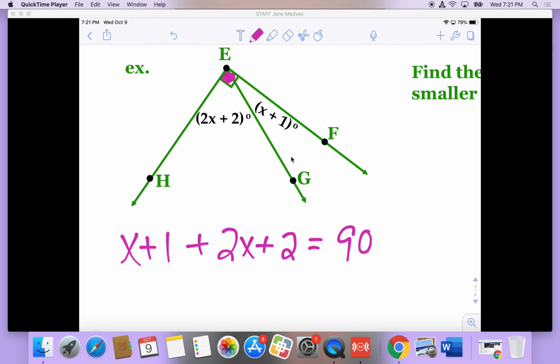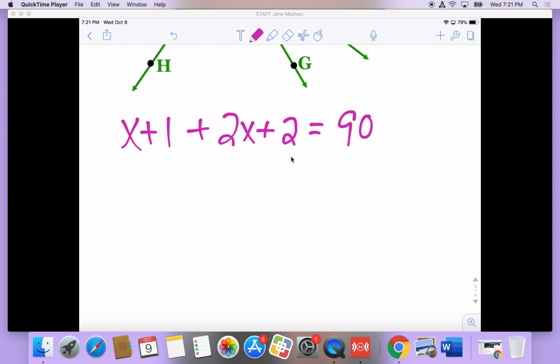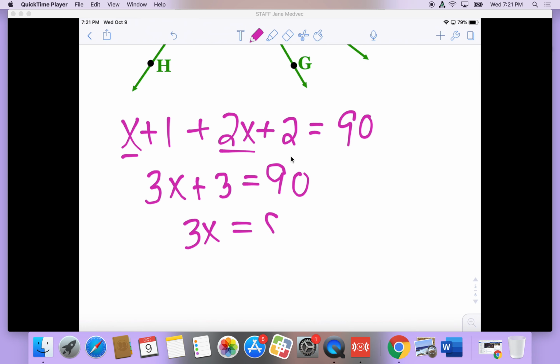Now again, when we solve for this, we're going to combine like terms. So I've got 2x terms there, so I've got 3x plus 1 plus 2 is 3, and that equals 90 degrees. All right, then what I'm going to do is subtract my 3, so 3x gives me 87. I divide by 3, x ends up giving me 29 degrees.